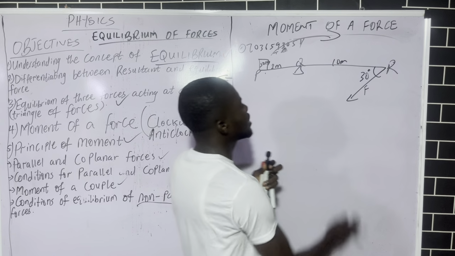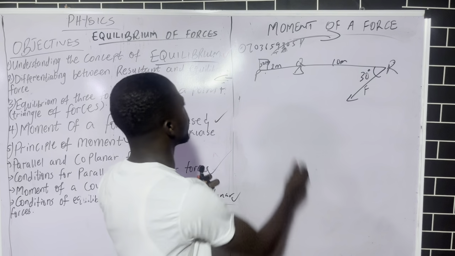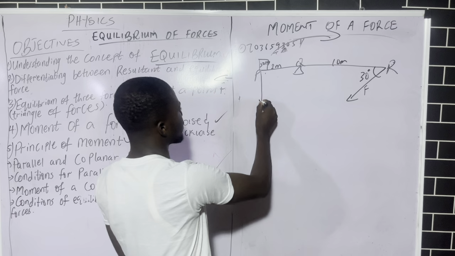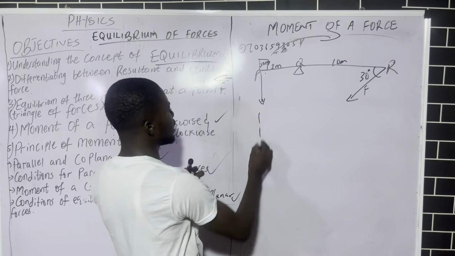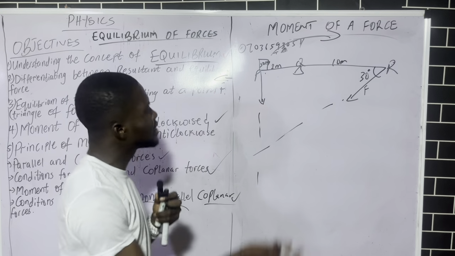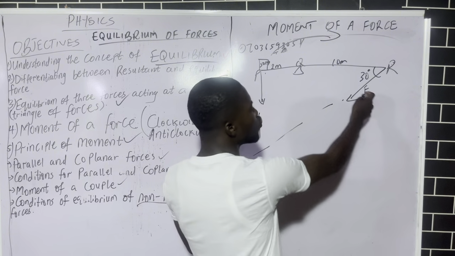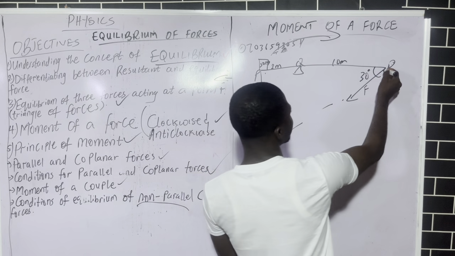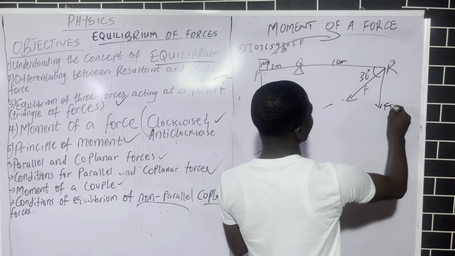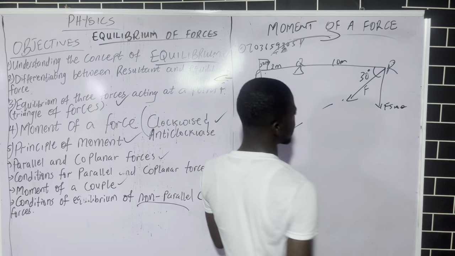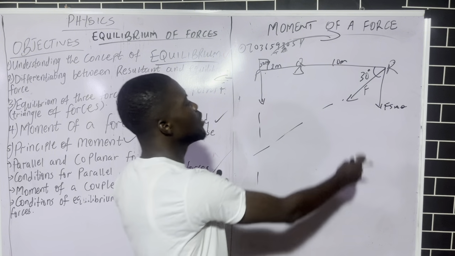So this is what we call non-parallel coupling, because the weight of this thing will act here. Is that not it? Here the weight will act. If you draw it down, they will meet at a point. This is non-parallel coupling. Okay, so we'll resolve. I've shown you. So this will be F sine theta. This will be what? F sine theta. Is that not it? So they want us to find the minimum value of F.